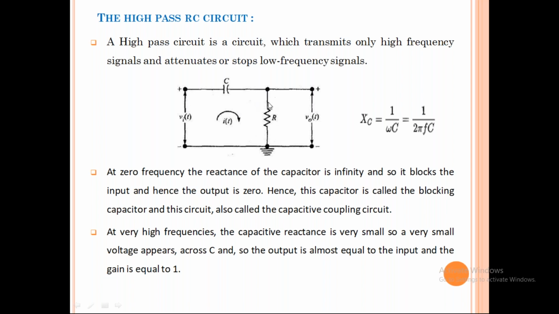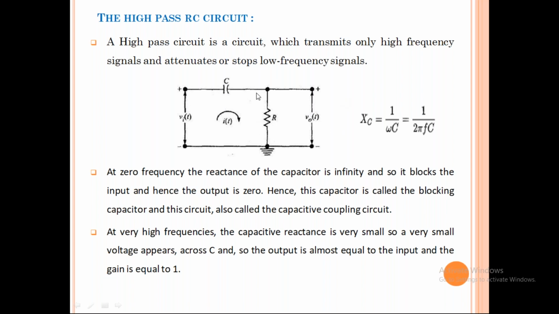It allows or transmits only high frequency signals. What about the low frequency signals? You have to stop them. How can you say that low frequency signals are stopped? Because again it is the same capacitor reactance formula, X equal to 1 by 2 pi FC. Whenever frequency equal to 0, the capacitor reactance will be infinity. Capacitor reactance infinity means the capacitor acts as an open circuit. Open circuit means the input is not transferred to the output, so the output will be 0. That means low frequency signals cannot be transmitted to the output.